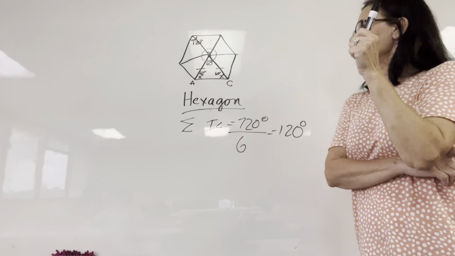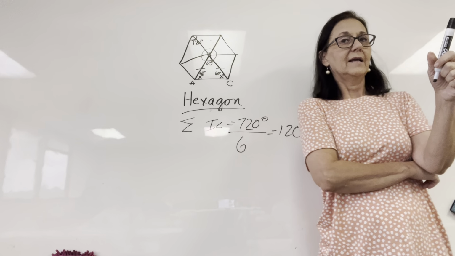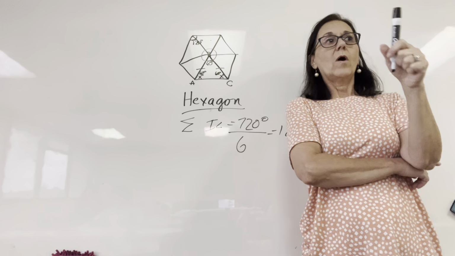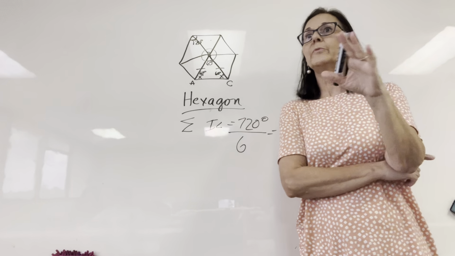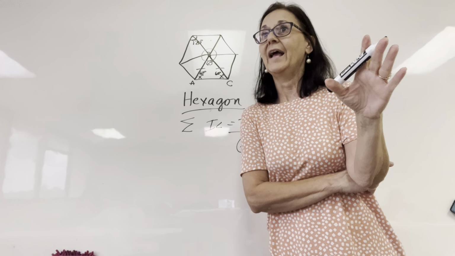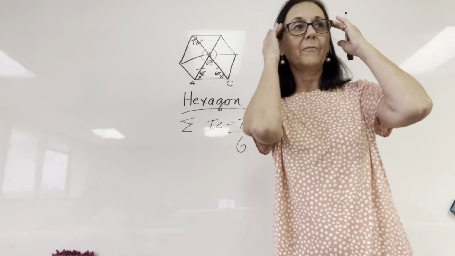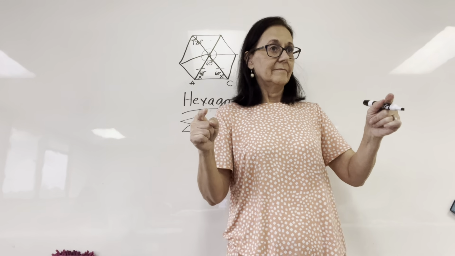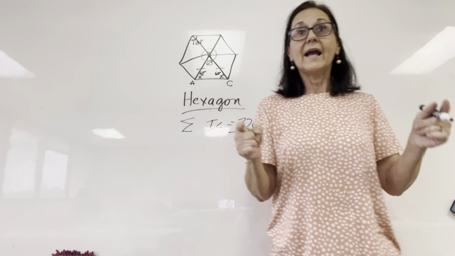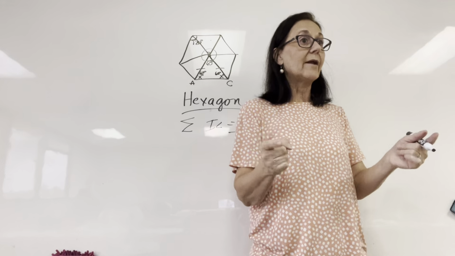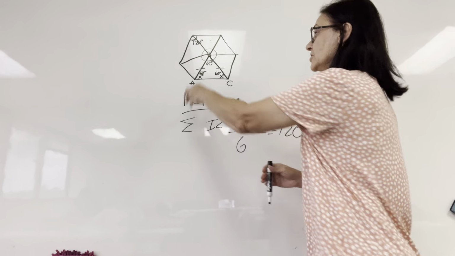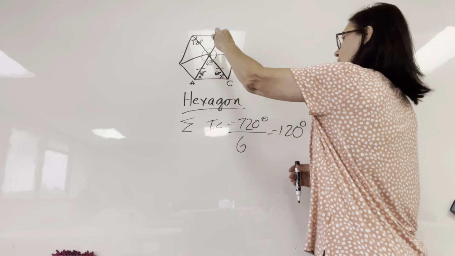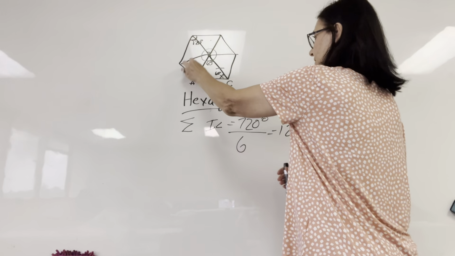So the radii of a hexagon form what types of triangles? 100% of the time, if it's regular. Equilateral triangles. Okay, let's lock that in our brains. The radii of a hexagon divide our hexagon into equilateral triangles, all congruent to each other. This triangle is congruent to that triangle, congruent to that one, to that one, to that one, to that one.